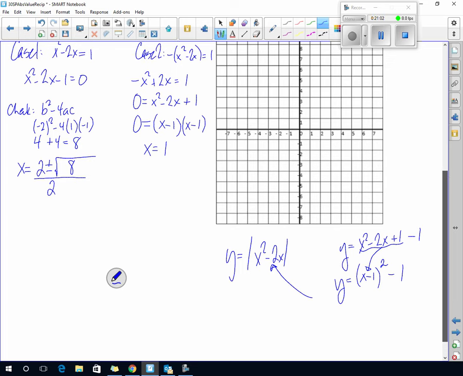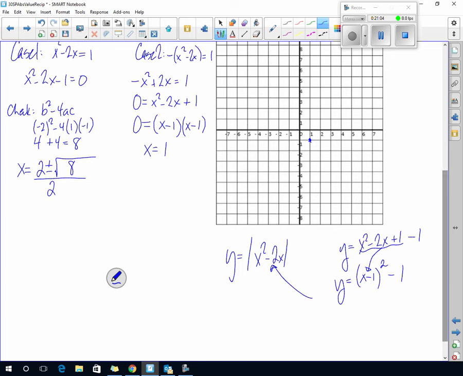Okay, and then what I went over today with the daily quiz was what happens? The part underneath gets reflected. So this now becomes here, and it looks like that. Yes? And I erase. Is everybody good with how I got that absolute value parabola?